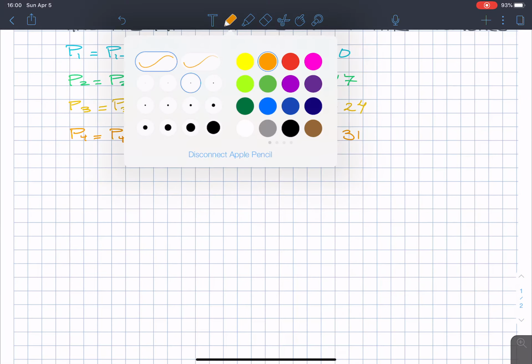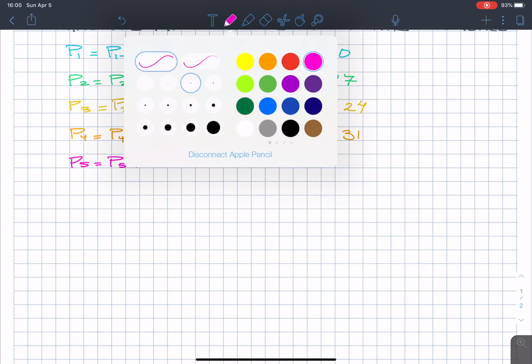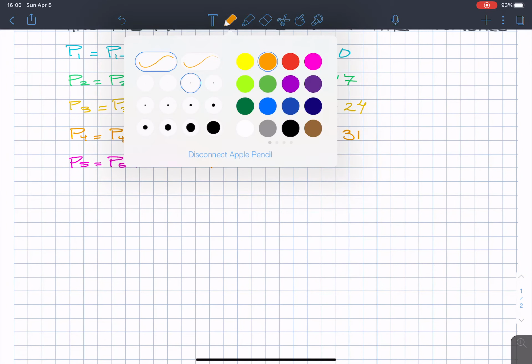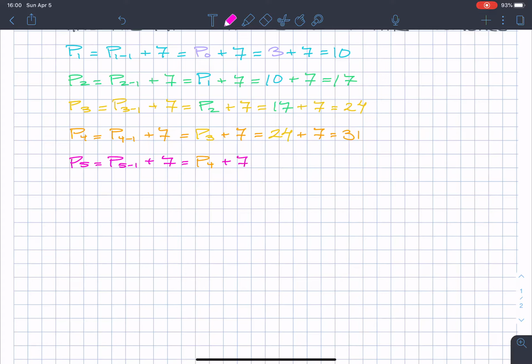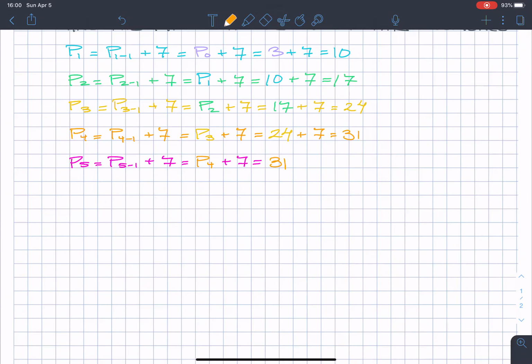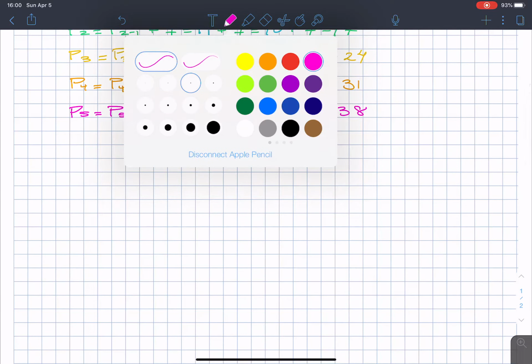Okay, and now finally, P sub 5 will be P sub 5 minus 1 plus 7. 5 minus 1 is 4, so I claim this is P sub 4 plus 7. And we found that P sub 4 was 31. So 31 plus 7 is 38. Okay, so let's take a look at this whole sequence we have here.